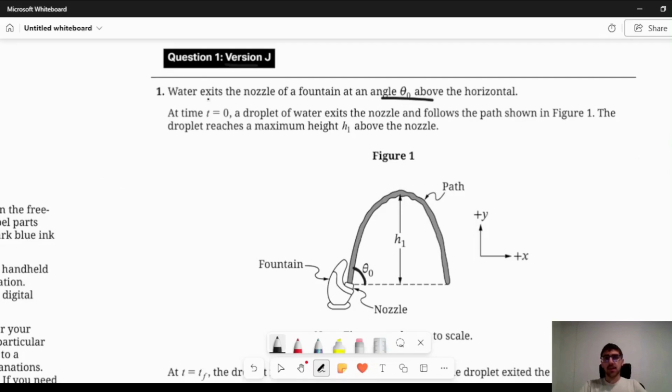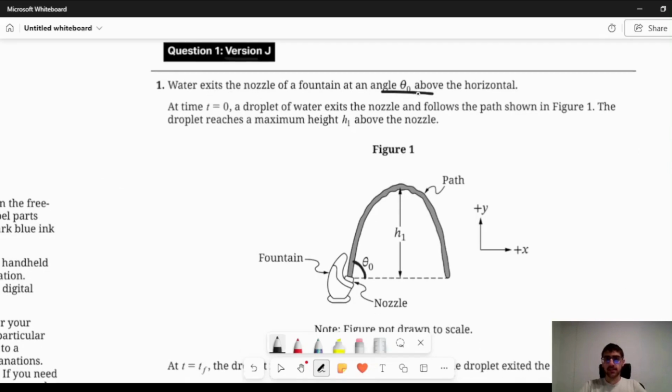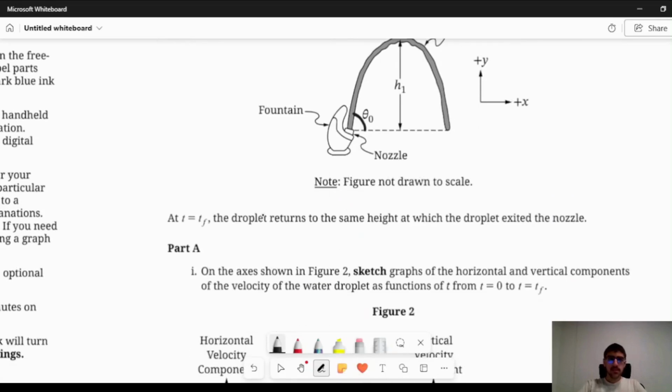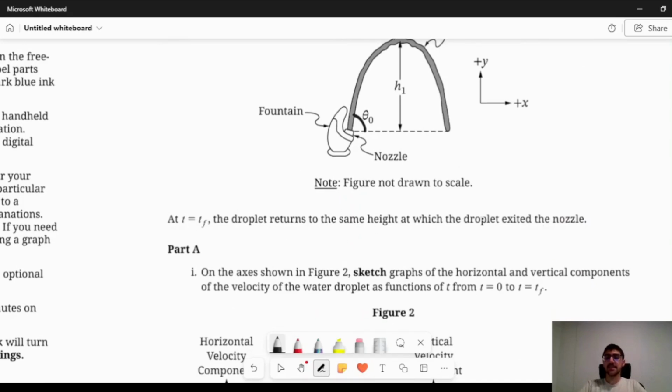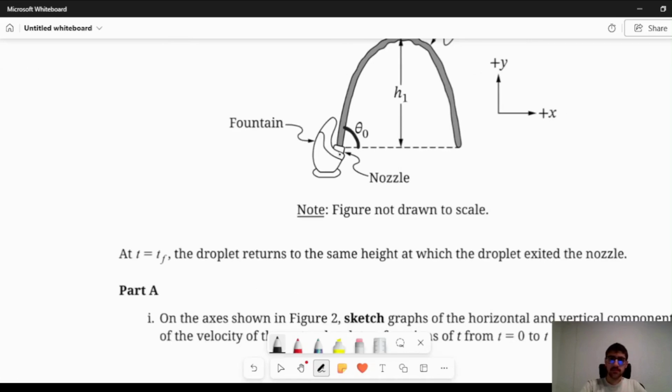But anyways, so the water exits the nozzle of a fountain at an angle theta above the horizontal, which is shown here. At time t equals 0, the droplet of water, so one droplet of water, exits the nozzle and follows the path shown in figure 1. So this line, this quadratic, it's just showing us the path that the droplet takes after it leaves the nozzle. And it reaches a maximum height h1. So its max height is right here, h1, at its max, above the nozzle. So at time t equals tf, the droplet returns to the same height at which the droplet exited the nozzle. So we know that right here, it's t equals 0. Right here, it's t equals tf.